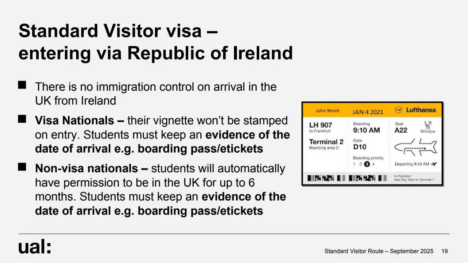For non-visa nationals, students will automatically have permission to be in the UK for 6 months. Again, these students will need to keep a copy of their boarding pass and travel booking confirmation too.